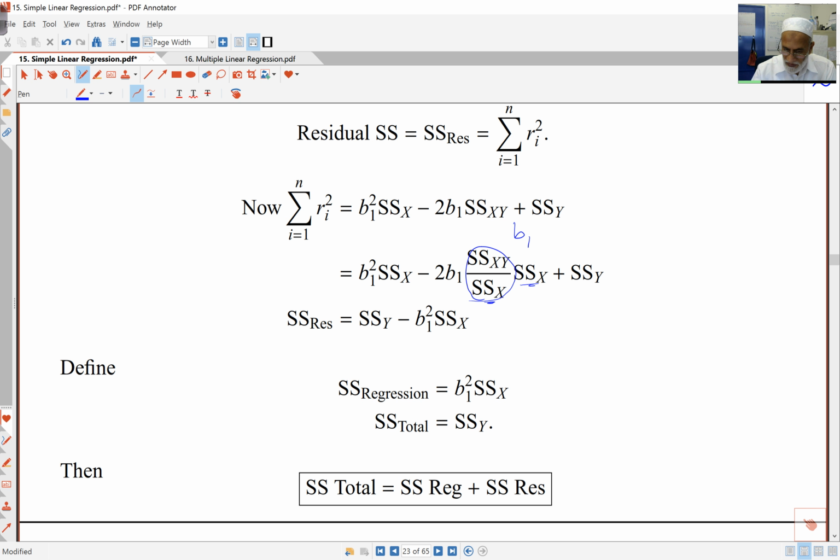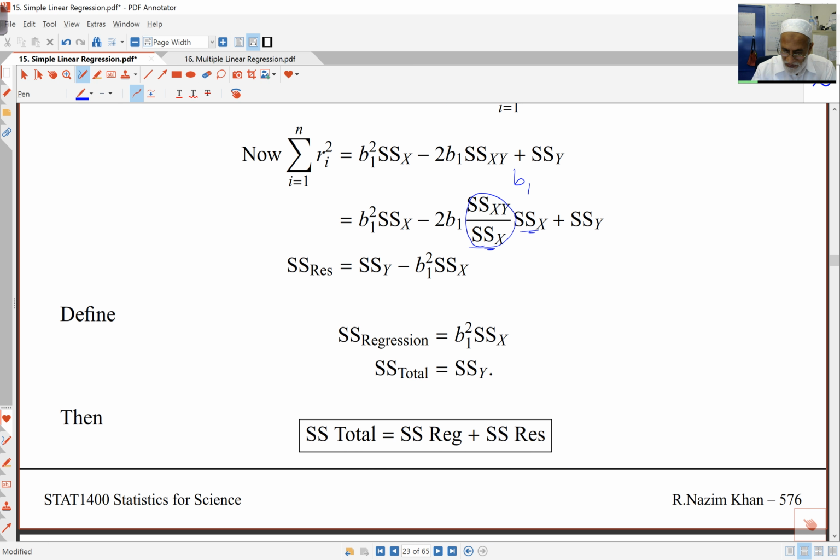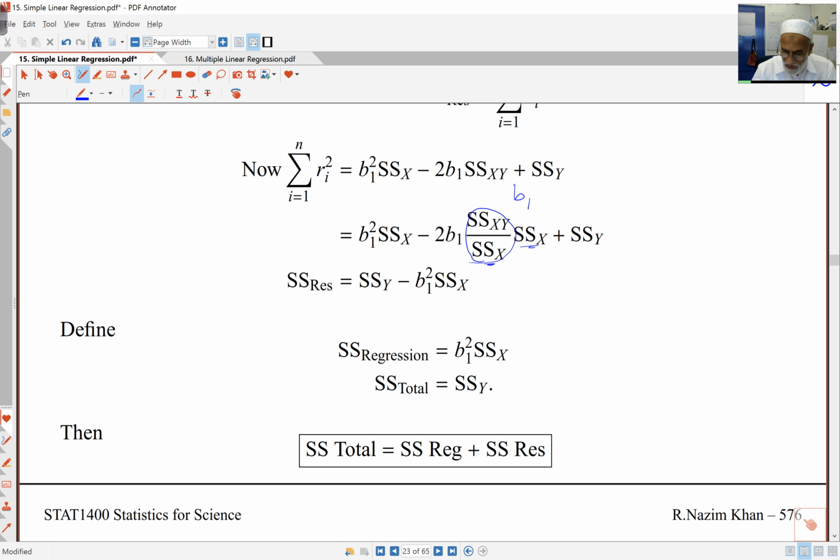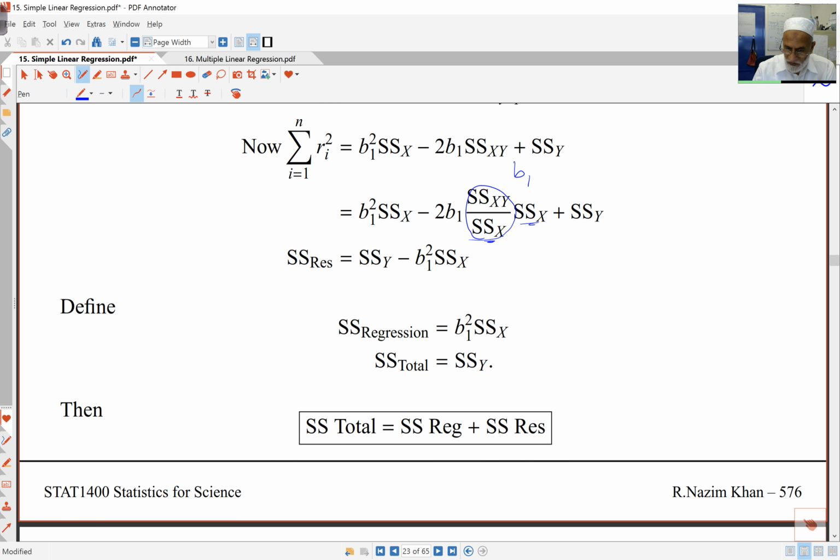So I've got B1 squared SSX minus 2 B1 squared SSX. One of these terms cancels off, right? B1 squared SSX minus 2 B1 squared SSX. So I get the term SSY minus B1 squared SSX. The regression sum of squares here is defined as B1 squared SSX, and the total sum of squares is SSY. So the total sum of squares is the residual plus the regression sum of squares.